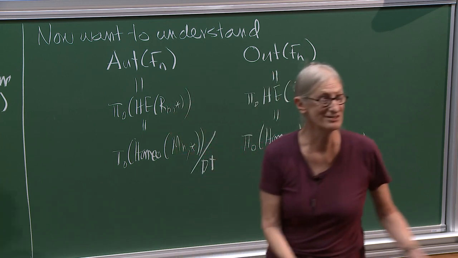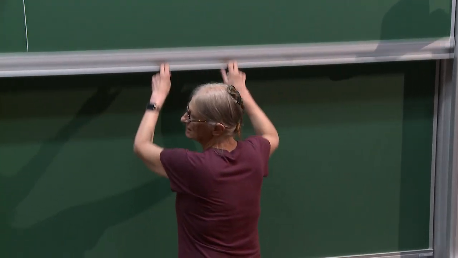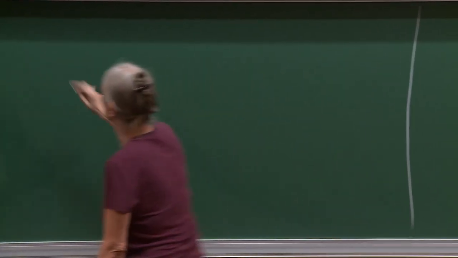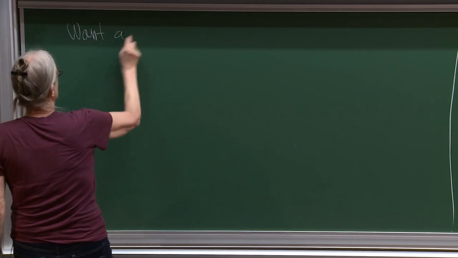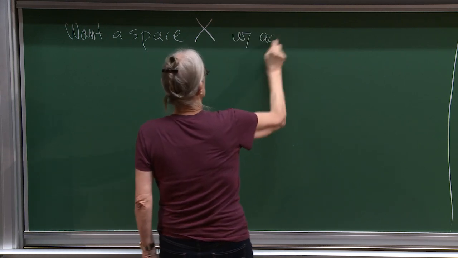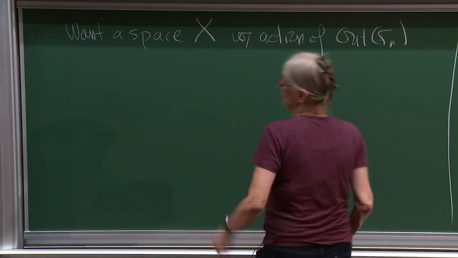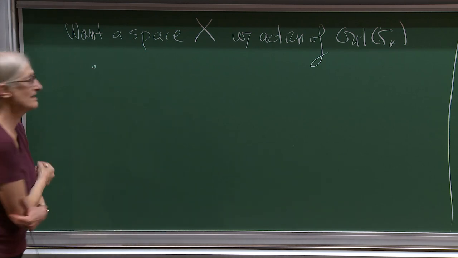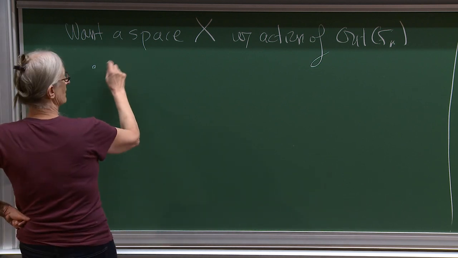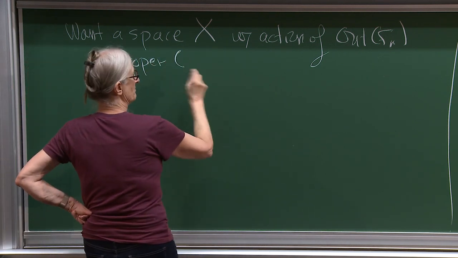So how do you think about a group? This is a conference about geometric group theory. So geometric group theorists like to have a space X with an action of, let's do Out of Fn. And what they require of this space is that the action be free or almost free. In other words, they want it to be proper, meaning that point stabilizers are finite.